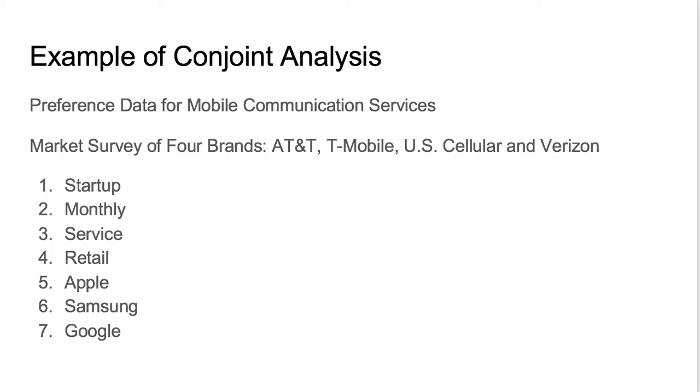The example of conjoint analysis in the book is preference data for mobile communication services. It took a market survey of 4 different brands: AT&T, T-Mobile, United States Cellular, and Verizon. The survey covered 7 different aspects: startup cost, monthly fee, what kind of service it provides, retail or not, Apple or not, Samsung or not, Google or not.